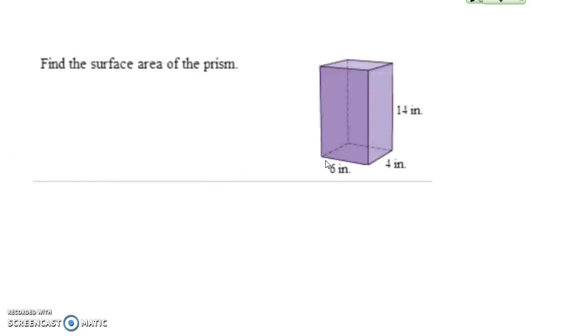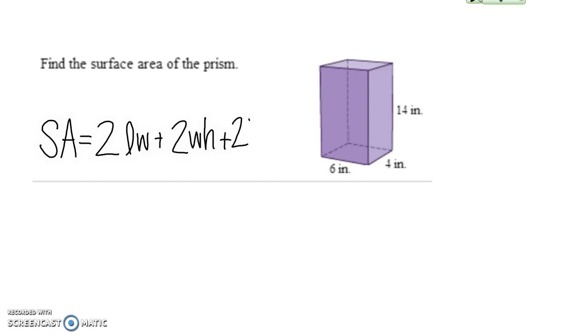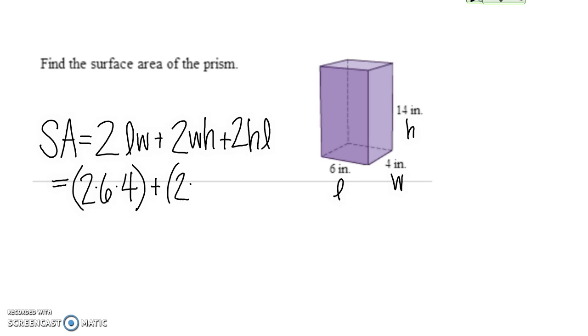Let's try an example. Do this with me in your notes. So here we have a rectangular prism, and they asked us to find the surface area, so I start by writing my formula: 2 times length times width, plus 2 times width times height, plus 2 times height times length. And I'm going to say 6 is the length, 4 is the width, 14 is the height. And now let's just plug it in. I'm going to put this in parentheses so I remember to multiply first. 2 times 6 times 4, plus 2 times 4 times 14, the height, plus 2 times 14 times 6.